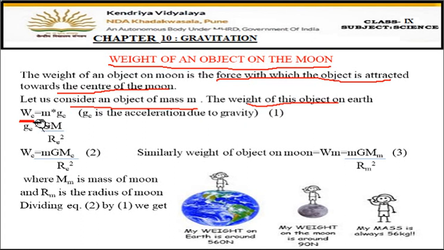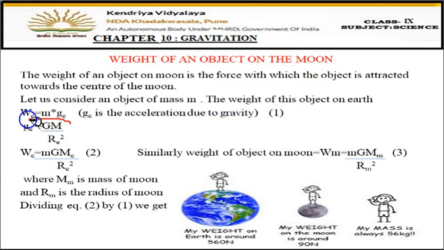Now, according to the formula, W is equal to m into g, where g is the acceleration due to gravity. So here it is on the earth, so we are representing it with ge. Okay. Now, what is the value of ge? What is the value of acceleration due to gravity? The value of acceleration due to gravity is capital G, capital M upon Re square, right? So Re is representing the radius of the earth. Small e in the subscript represents earth, and if there is small m, that means it is representing moon. So the formula of acceleration due to gravity is GM upon r square.